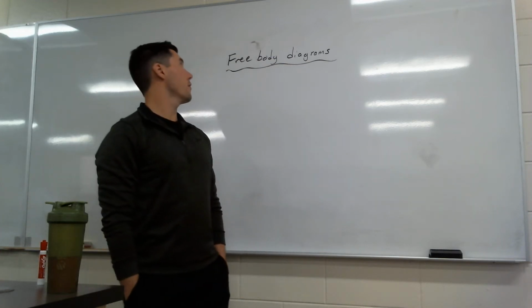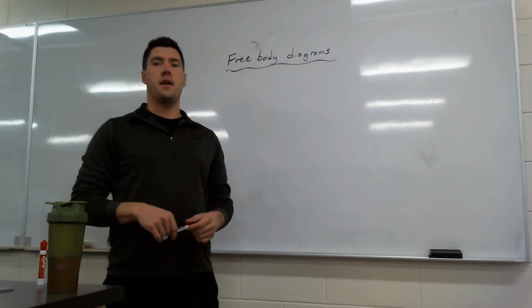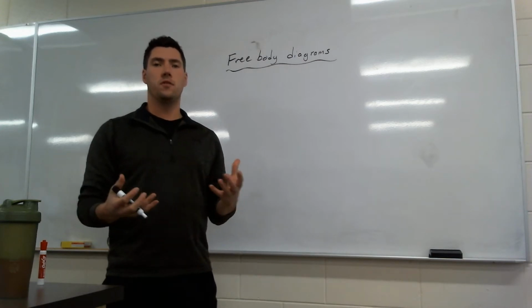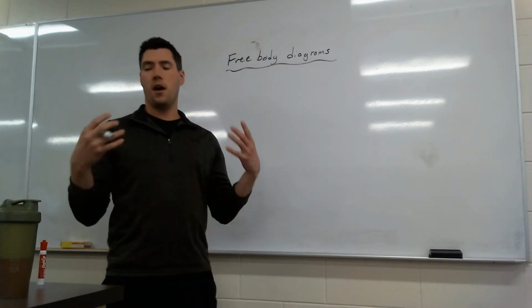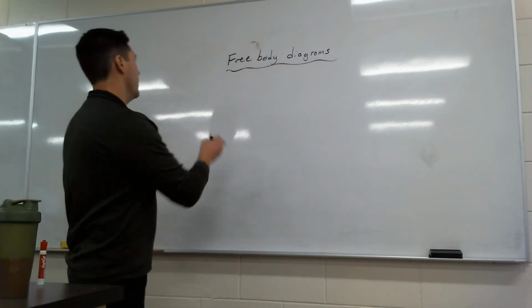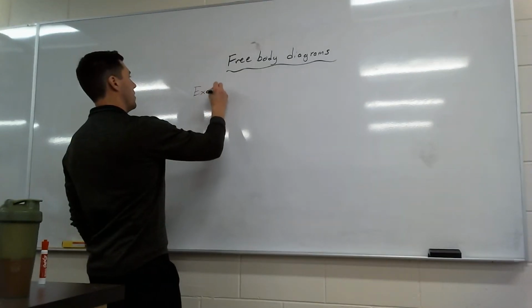So we've got free body diagrams. First question we're going to ask: what is a free body diagram? Basically, it's a diagram showing all the forces that are interacting on some kind of object or people or whatever we're talking about. So let's give an example first of what I mean by that.